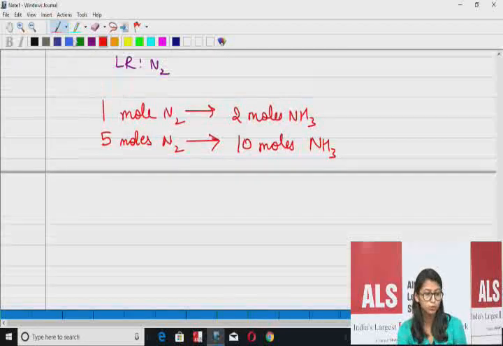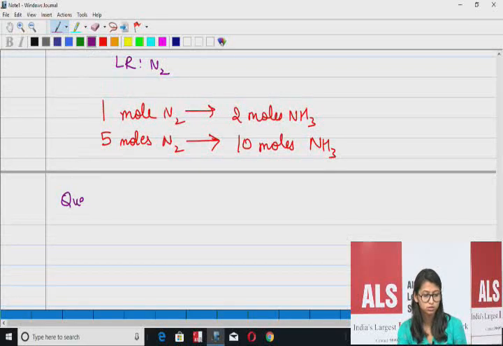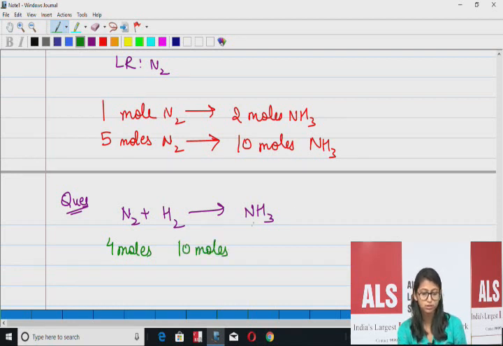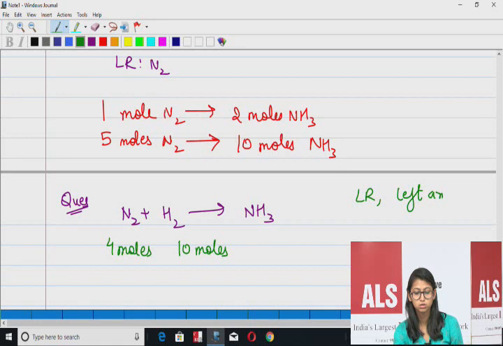Let's do one more question. Giving you the same one, okay? I'm not balancing it. You will write the balanced equation again. Let's say this time I'm giving you 4 moles of N2, and here I'm giving you, let's say, 10 moles of H2. Try this question, you have to find all of the same things. Find LR, find the left amount, and find the moles of NH3. Do it.